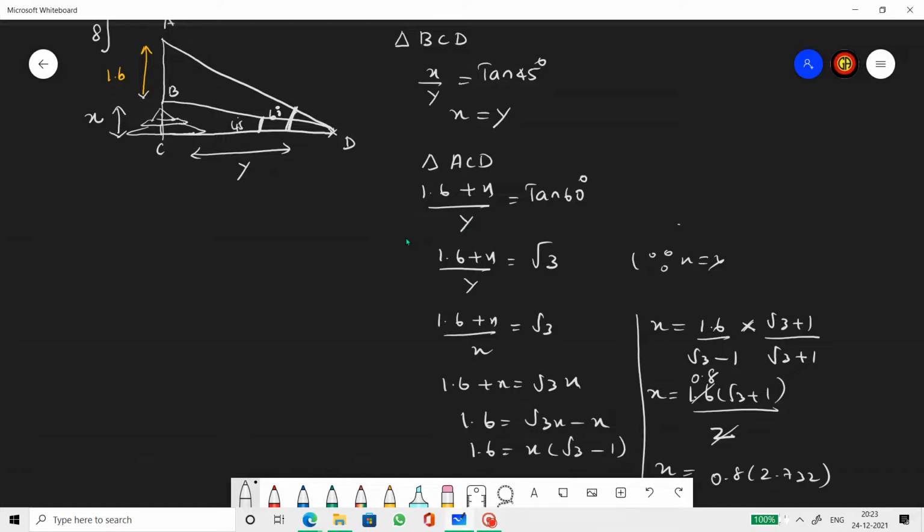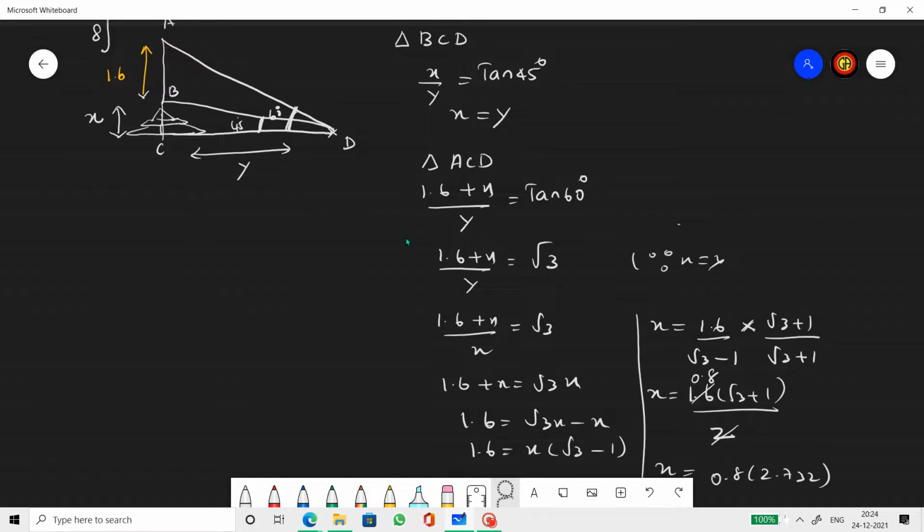Next is question number 8, where a statue is standing on top of a pedestal. This is the pedestal here, and this is considered as the statue. A statue which is 1.6 meters tall is standing on top of a pedestal. The angle of elevation from a point on the ground to the top of the statue is given as 60 degrees, and from the same point the top of the pedestal, which is nothing but the bottom of the statue, is 45 degrees. This is what is being told in the question.